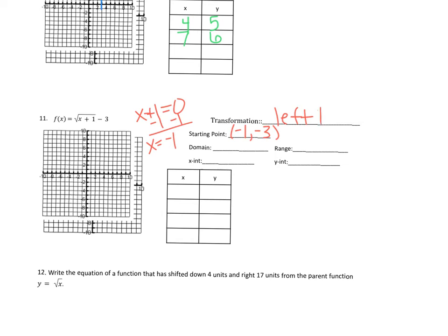Left 1 and down 3. Okay, so I'm going to do that. I'm going to go left 1 and down 3. My vertex is right here. I am going to plug in 0. 0 plus 1 is 1, the square root of 1 is 1, and negative 2. So that is also my y-intercept, 0, negative 2.